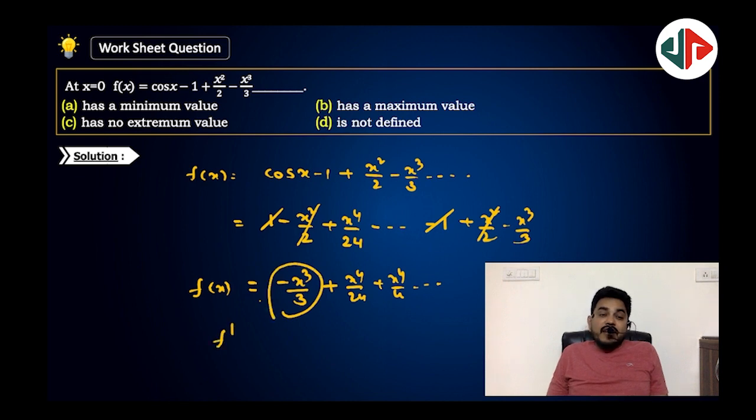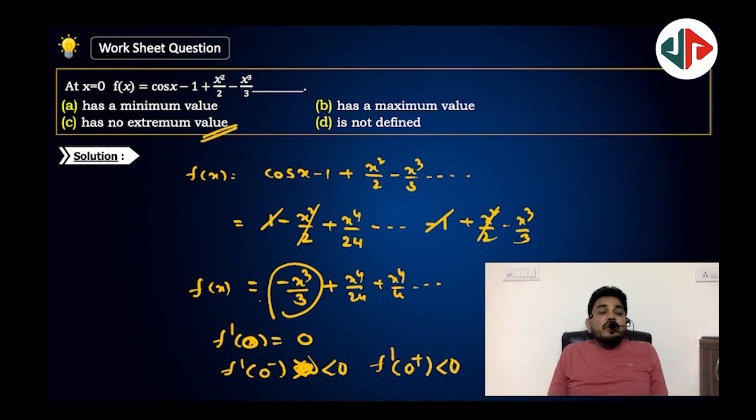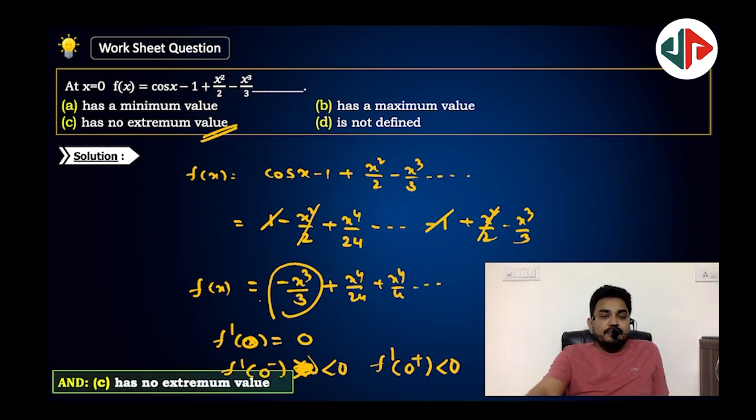This is the thing. So it is majorly a cubic curve. So f dash of 0 is 0. F dash of 0 minus is positive, positive means here negative is there, so it will be negative. And f dash of 0 plus is also negative. So this is the point of inflection. No extremum at all.